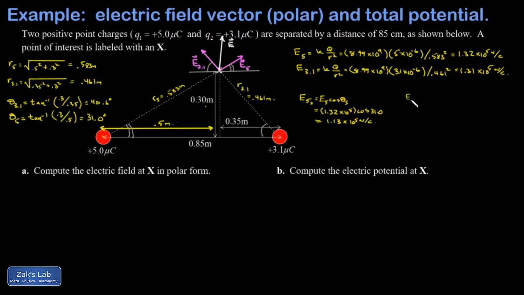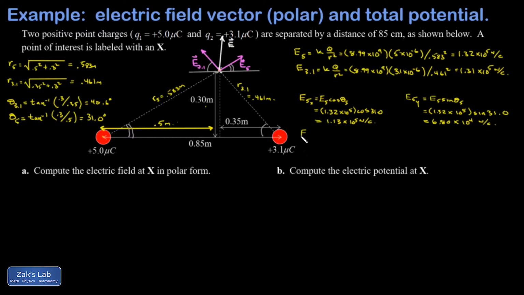Then I can do E5y component. That's E5 sine theta 5. That's 1.32 times 10 to the 5th times the sine of 31.0. And when I run the numbers on this, I get 6.80 times 10 to the 4th newtons per coulomb.